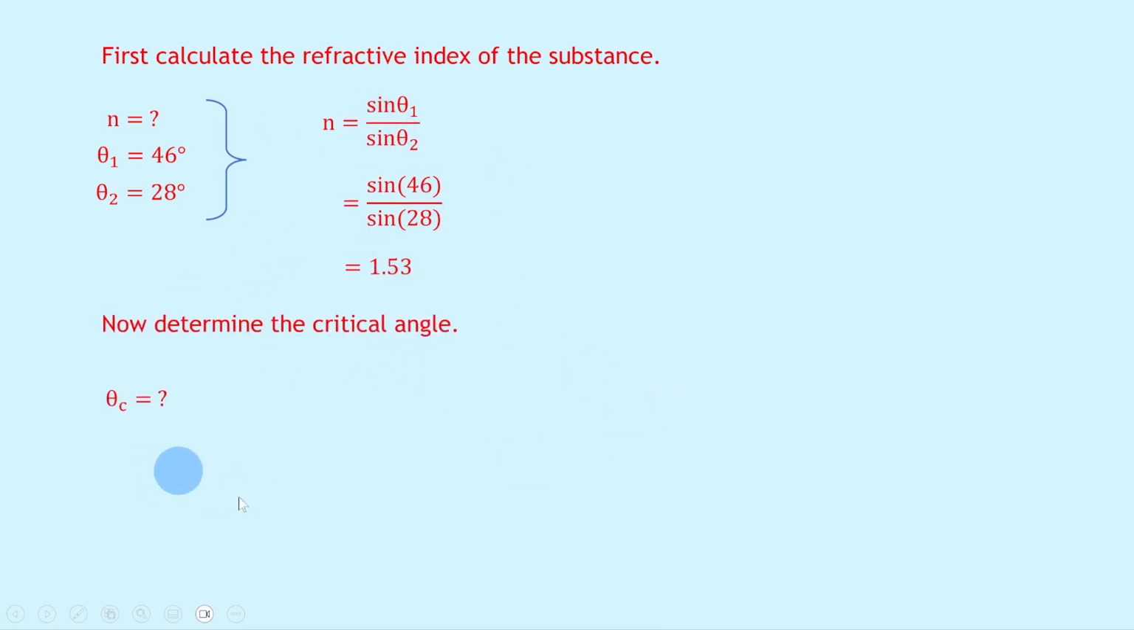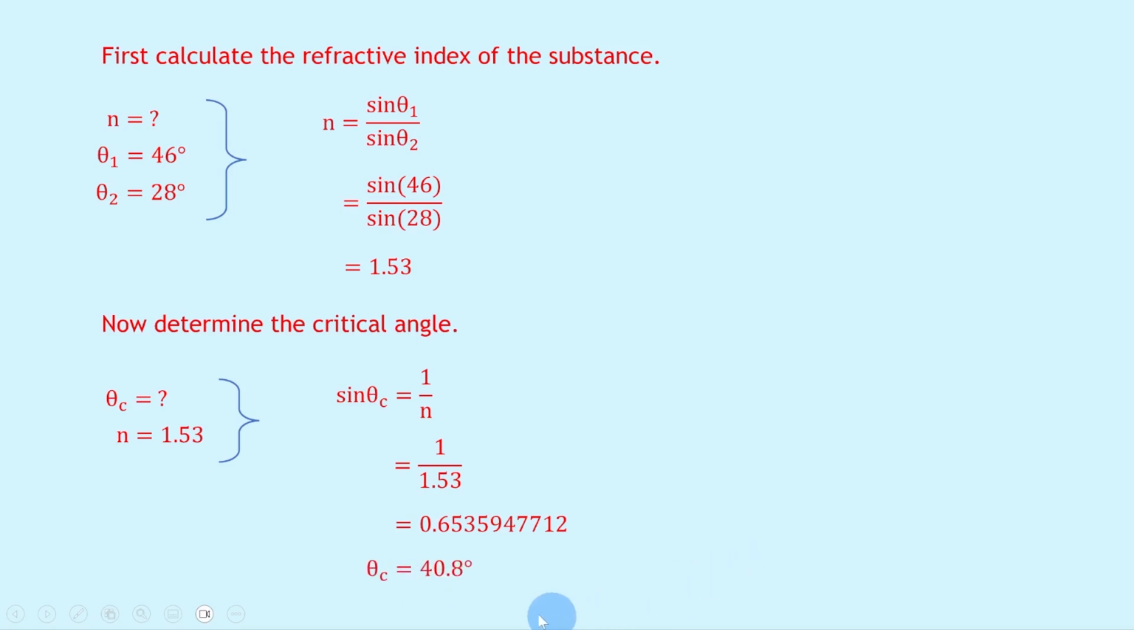So we're trying to find theta C, and we know that n is 1.53, so writing down our equation we have sin theta C equals 1 over n. Substituting in our n value we have 1 divided by 1.53, and then putting that into your calculator should give you an answer of 0.653 and so on. Then keeping those digits in your calculator and doing inverse sine or shift sine should give you a value for theta C of 40.8 degrees.